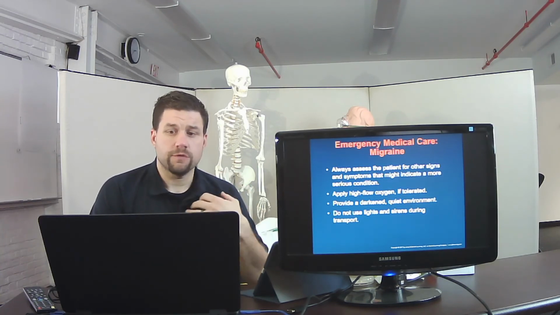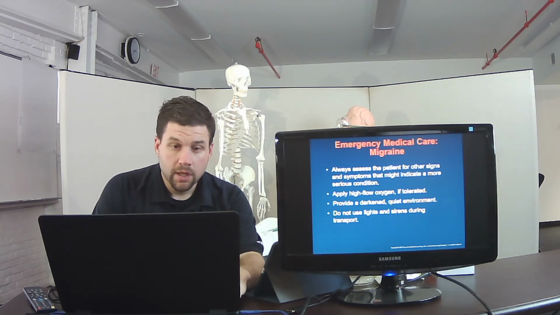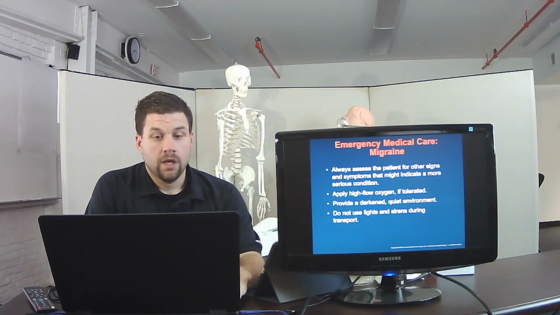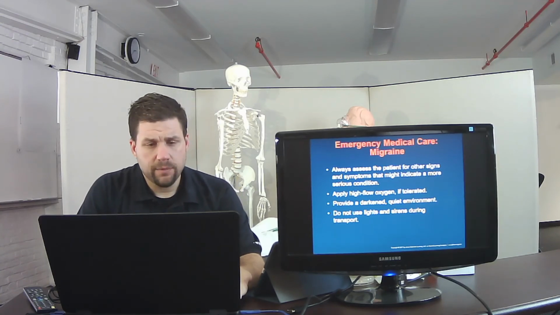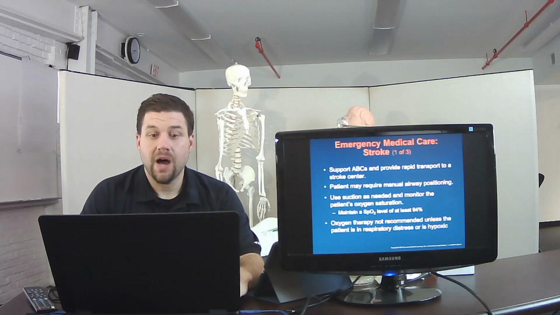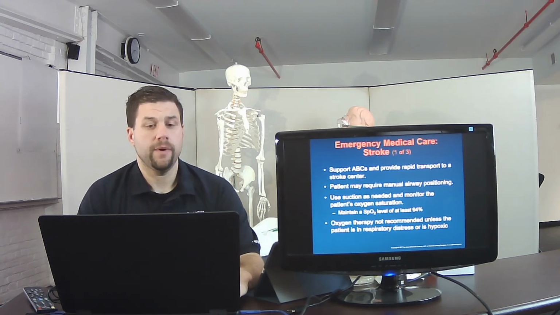Always assess the patient for other signs and symptoms that might indicate a more serious condition. Apply high flow oxygen if they can tolerate it. Provide a dark, quiet environment. We might have to lower the lights in the back of the ambulance. Do not use the lights or sirens during a transport. Monitor and support their ABCs to provide a rapid transport to a primary stroke center.